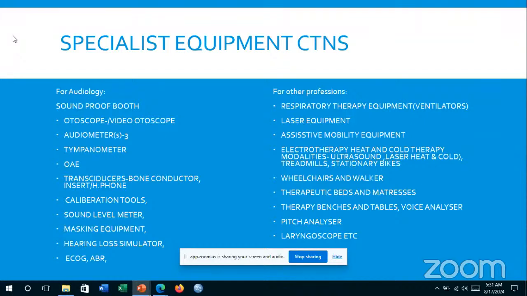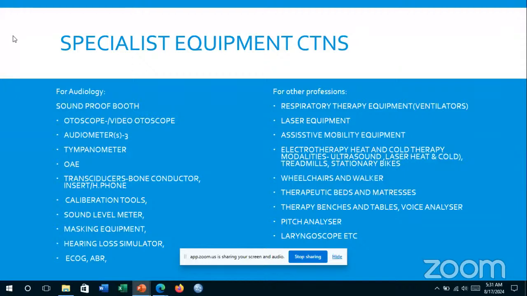As it continues, you can see how this slide explains those specialist equipment under audiology, starting from the sound booth, otoscope, audiometers, tympanometers, otoacoustic emission equipment, transducer bone conduction, calibration tools, sound level meter, masking equipment, hearing loss simulators, and electrocochleography, together with ABR equipment.